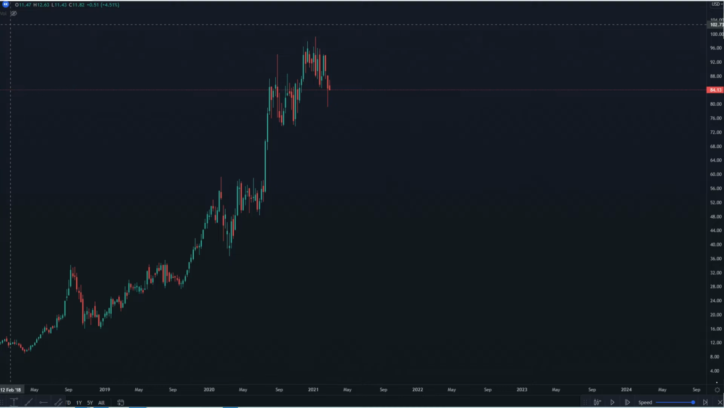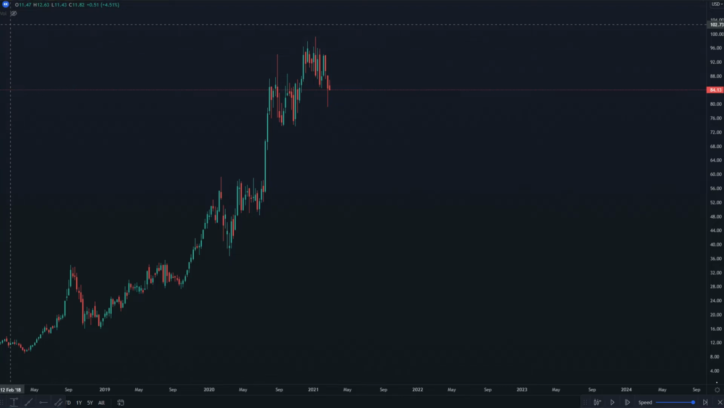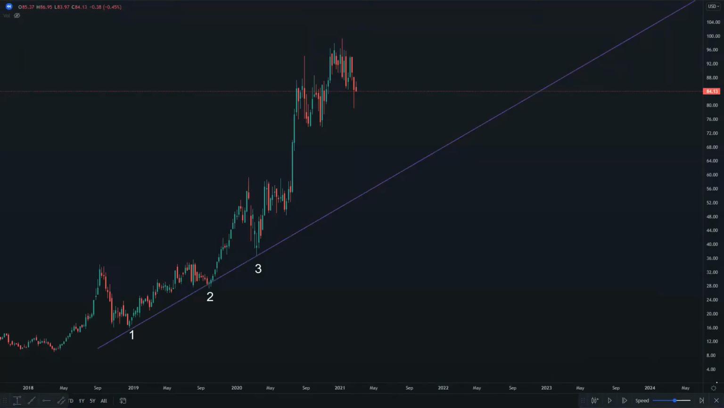We can see that this stock is currently trending up, so we'll start by connecting the low points of the chart. When looking for touches with the candlestick chart, you want to include the wicks and the open or the close of the candles, and you want to avoid drawing lines that cut through the bodies of the candles as much as possible.